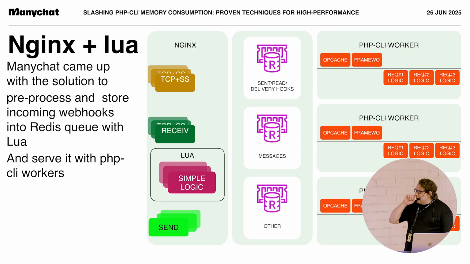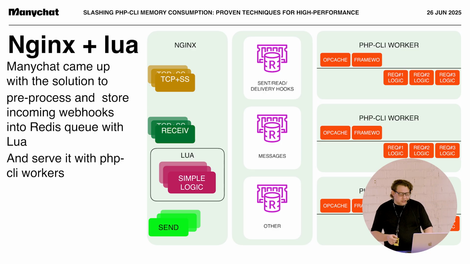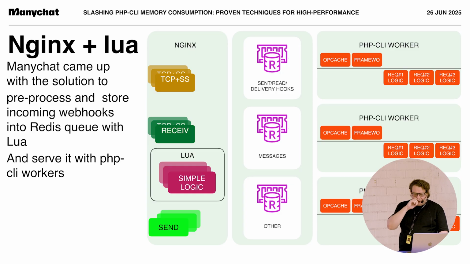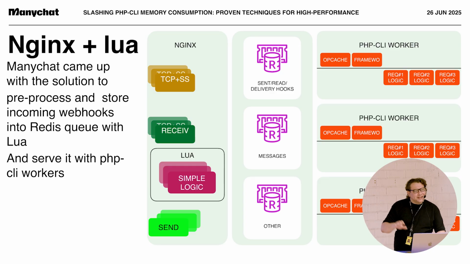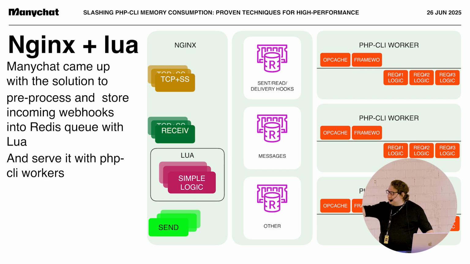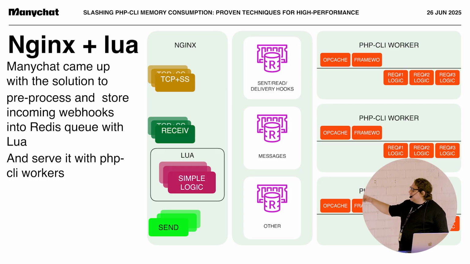We solved this by using Nginx and Lua. Some of you who were on the talk in May are very familiar with this, but I will focus on a different topic, so please stay with me. That's just the first part. So we used Lua to offload some simple logic to Nginx. And put all the incoming webhooks into different Redis queues to later process them, and then process those queues with command line PHP workers. And those workers work a little bit different.